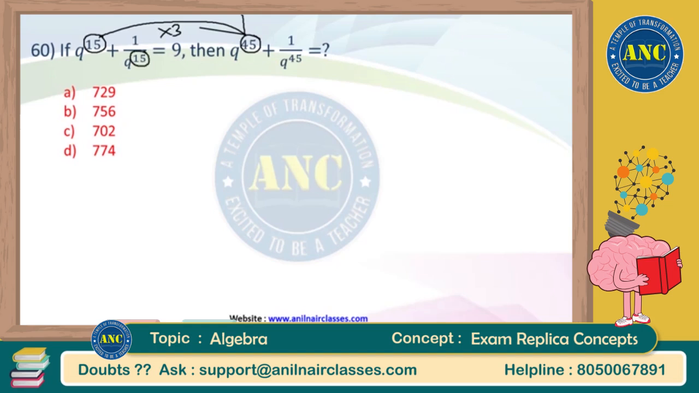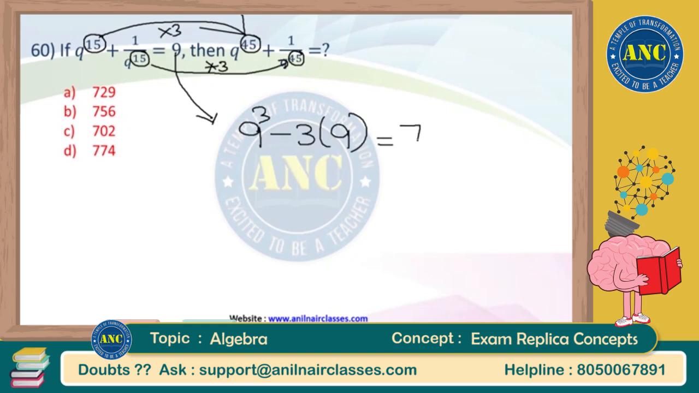Here also power is 15. Question says 45. 15 3 times is 45. That means the right hand side is 9. It is k cube minus 3k. 9 cube minus 27. 729 minus 27. Answer is 702, which is option C. Very fast you can solve it.